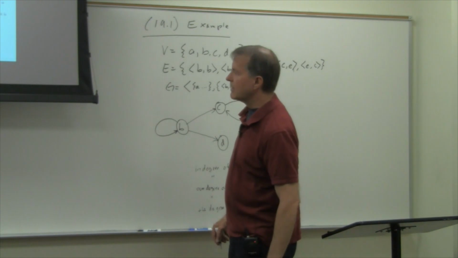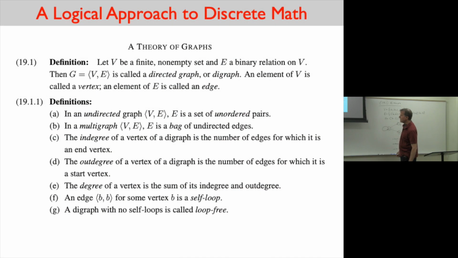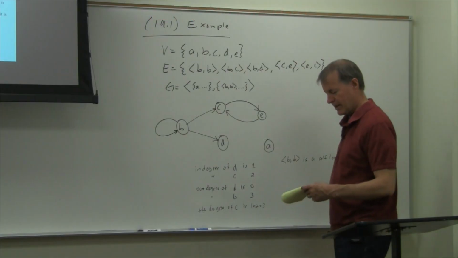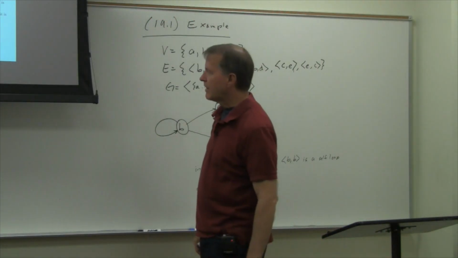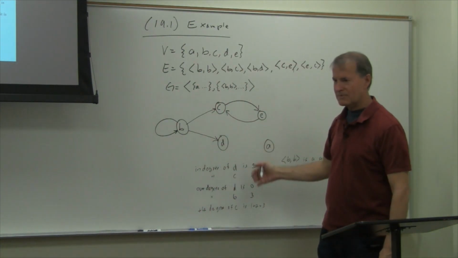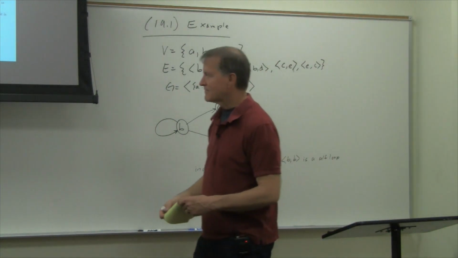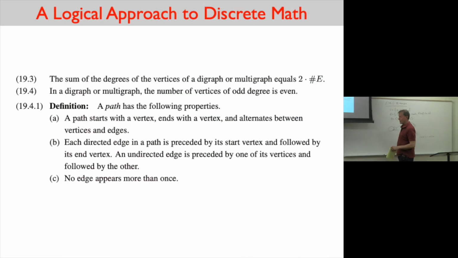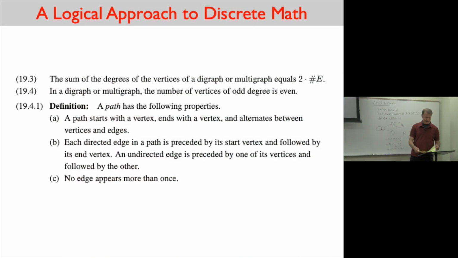And what about an edge BB for some vertex B? It is a self-loop. So BB is a self-loop. A digraph with no self-loops is called loop-free. Is this loop-free, yes or no? No. Okay? Oh, and here we have a theorem. Does this make sense?